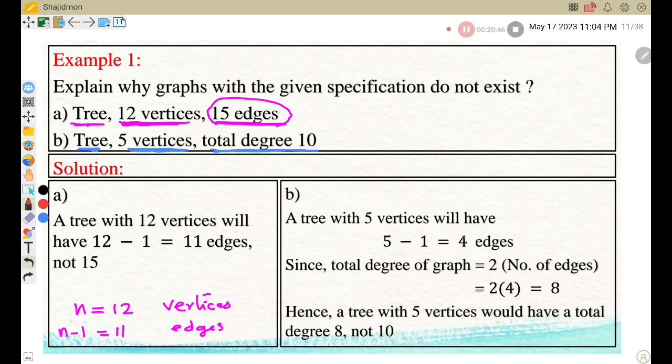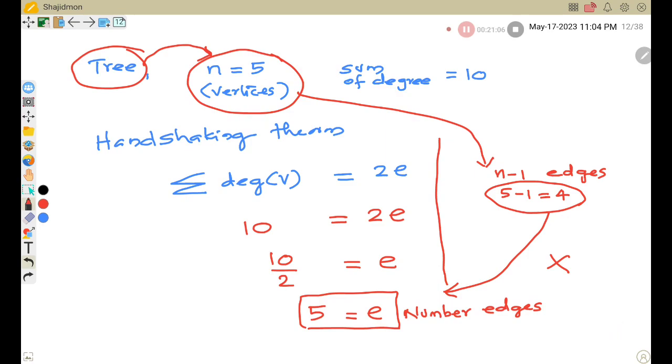So a tree with 5 vertices has only 4 edges. But from the handshaking theorem, we are getting more than that. 2 times the number of edges means we would get 8. 8 is not possible here. So the specification is wrong. So there are 2 ways you can answer this question. Either you can answer like this, or you can answer like this one.